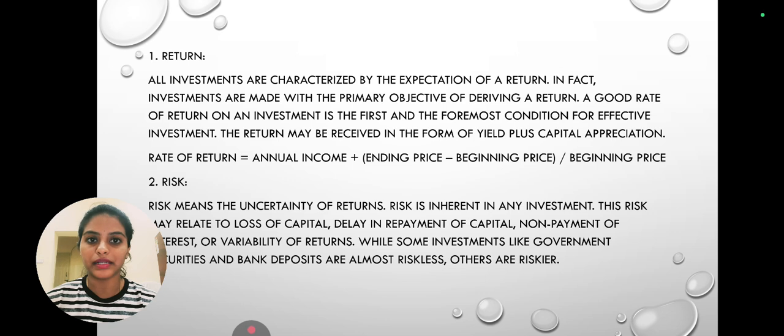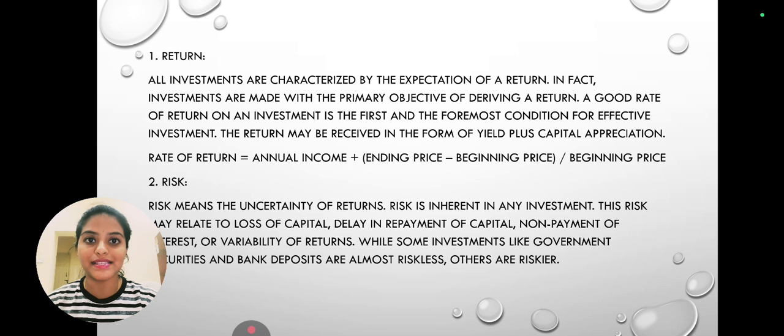If there is a risk, there can be a reduction in the amount of capital or the investment we have invested, and there will be a lesser amount of returns, and loss of capital also takes place. This can be based on the loss of capital, or delay in the repayment of capital, or non-payment in such cases of assets, or variability of returns. We will be expecting a similar amount of return, but that will not be achieved. Some investments or securities such as bond deposits are almost riskless, others are riskier. So government securities, or the bank deposits, whatever we deposit, are always very safe.